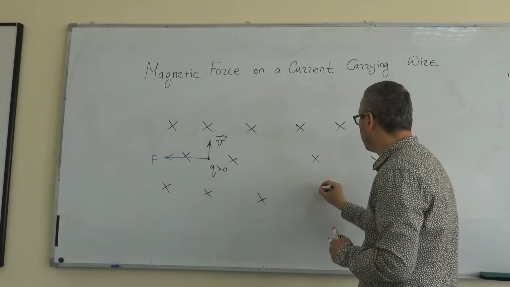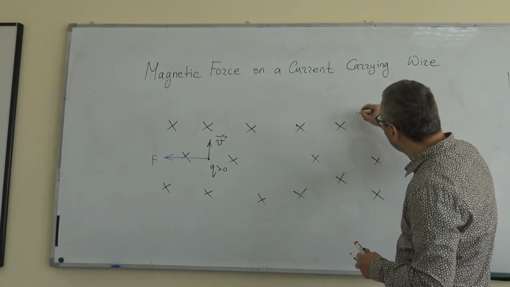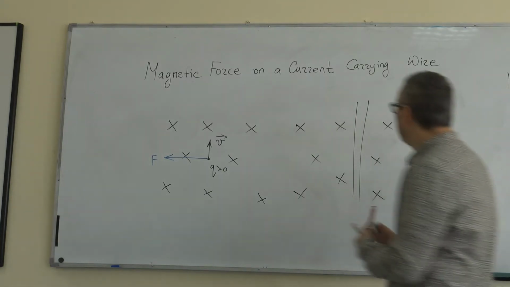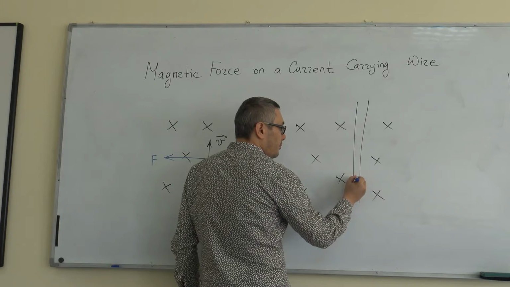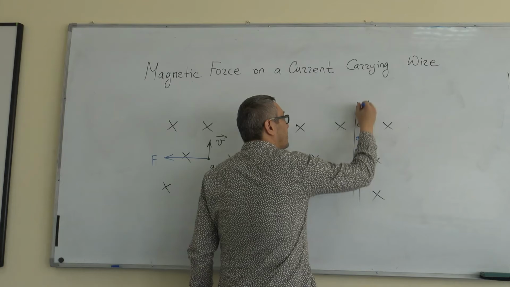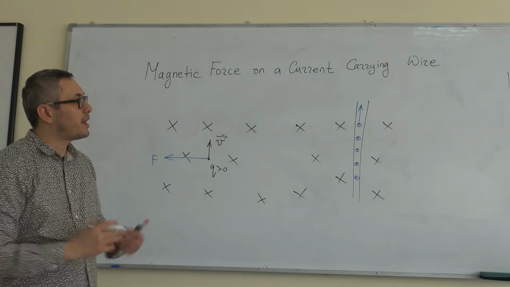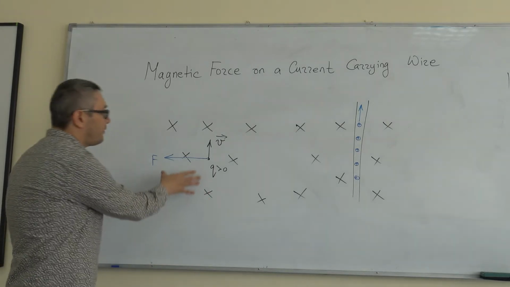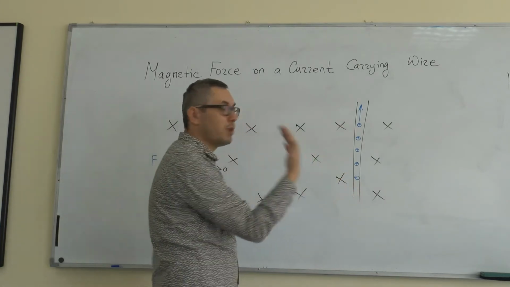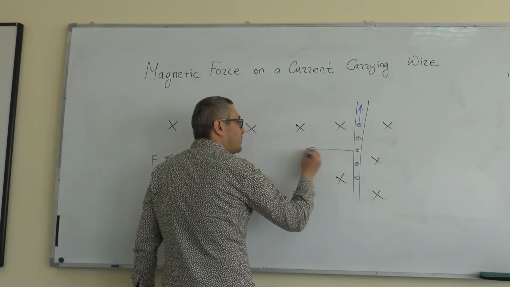So this is our magnetic field pointing into the board. In this magnetic field now, I have a wire, and in this wire there are positively charged particles, and all of them are moving upwards. So this is a current flowing in a wire. So what happens then? Well, the same kind of force will be acting on each of the particles, which means that there will be a total force acting on this wire pointing to the left.